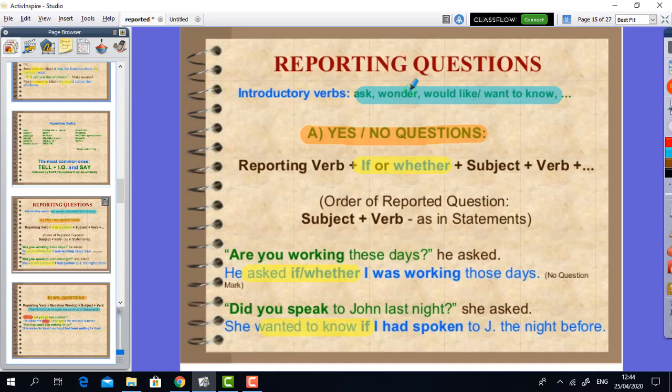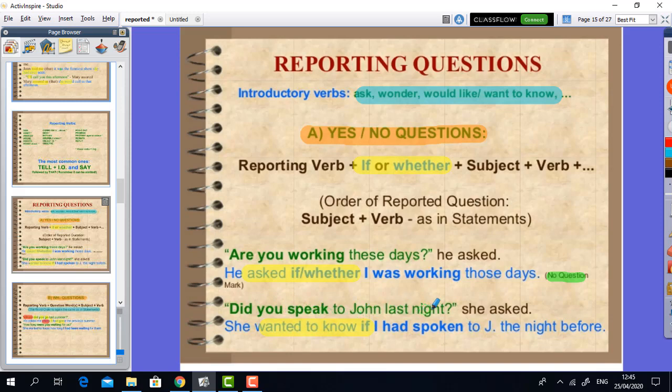We said that we need a reporting verb, but also we need if or whether after the verb, and next come the subject and the verb. The order of reported question is subject plus verb as in statements, and not verb and subject as in questions. Let's have an example. "Are you working these days?" He asked. This is the direct speech. He asked if I was working those days. And pay attention, no question mark appears in the reported speech.